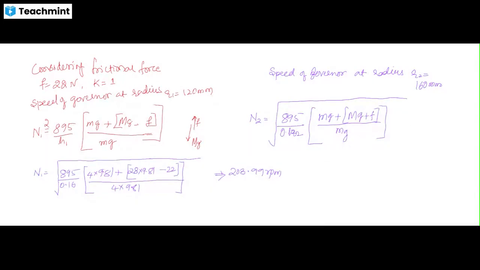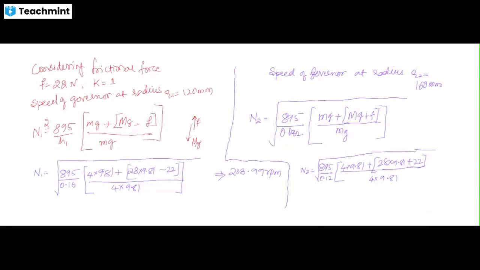Now let us substitute values here. N2 equal to 895 divided by 0.12 in bracket 4 into 9.81 plus 28 into 9.81 plus 22 divided by 4 into 9.81. So now find out N2. 252.67.